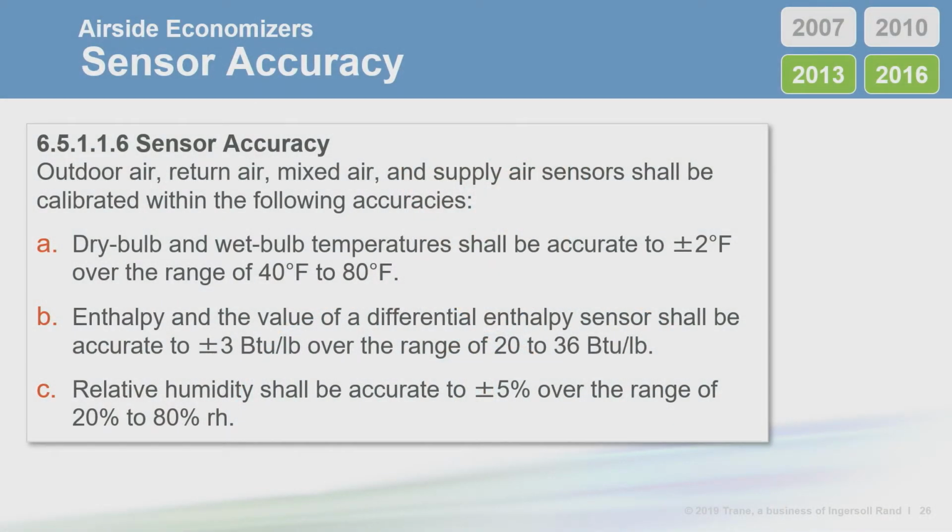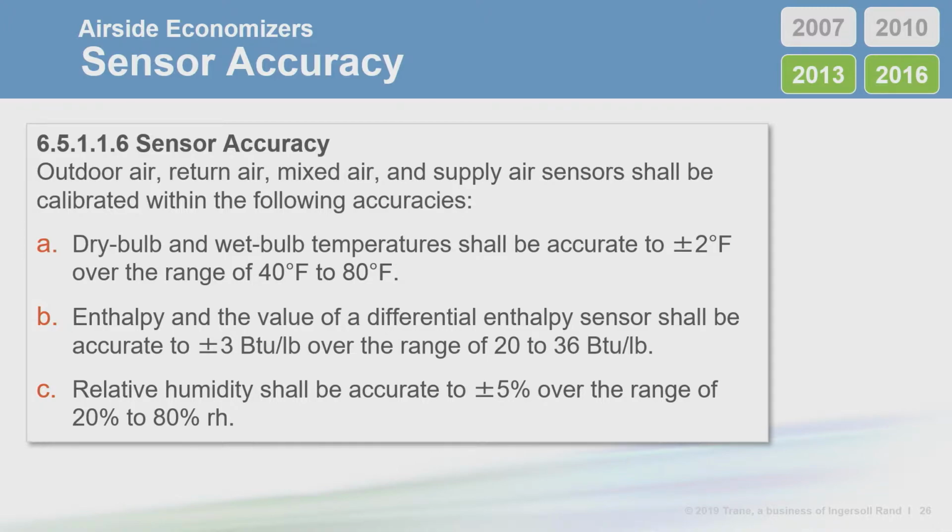Finally, the 2013 and 16 versions have new language regarding sensor accuracy. Temperature sensors need to be plus or minus 2 degrees over a range from 40 to 80 degrees Fahrenheit. Enthalpy sensors shall be plus or minus 3 BTUs from 20 to 36 BTUs per pound. And relative humidity sensors must be plus or minus 5% from 20 to 80% relative humidity.